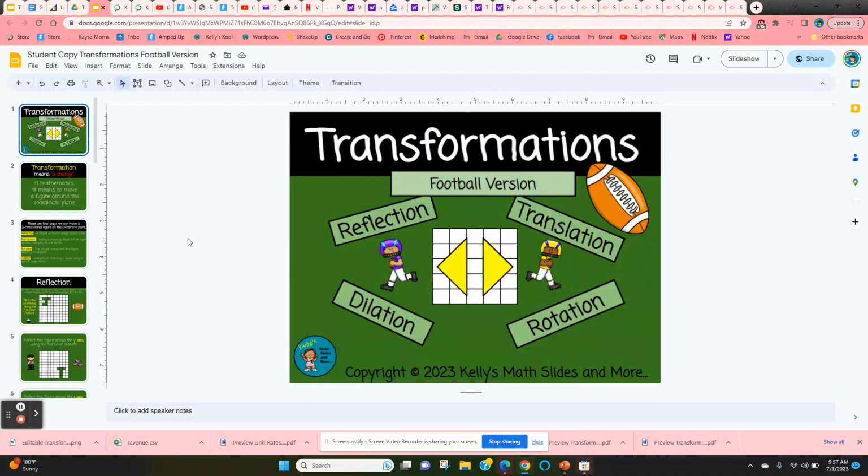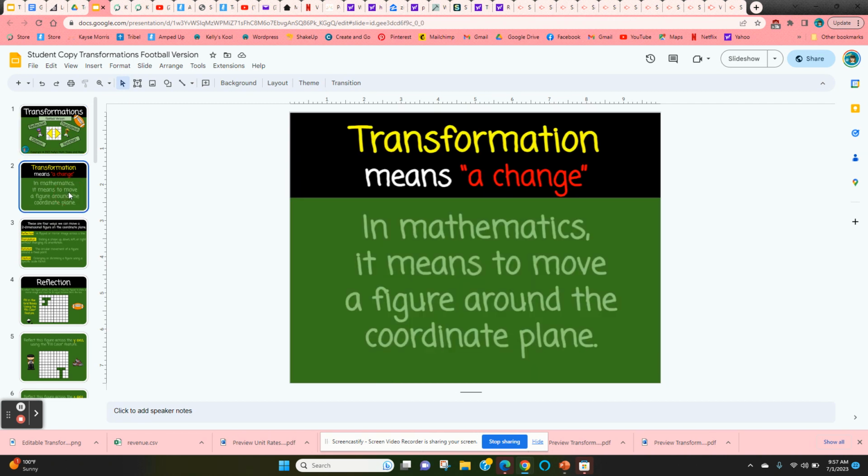Transformations. This is a digital lesson that teaches the 4 transformations of reflection, translation, dilation, and rotation around the origin. This one is football themed. I have other similar lessons that are themed for different holidays. This one's a lot of fun for the students.